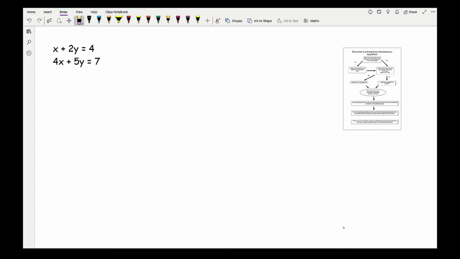Now, what I need to do is decide, by multiplying, how can I get either the x's or the y's the same? Ask yourself, if I change the x to a 1x, is there a number that I can multiply 1 by to get 4? Well, yes. If I times that by 4, and everything by 4, which is the most important thing, I'm going to end up with 4x plus 8y equals 16. Now, if I take the second equation, which is 4x plus 5y equals 7, you can see now that my x's are the same.